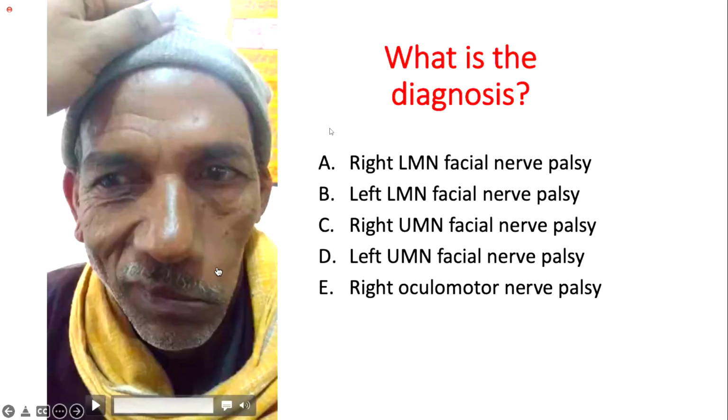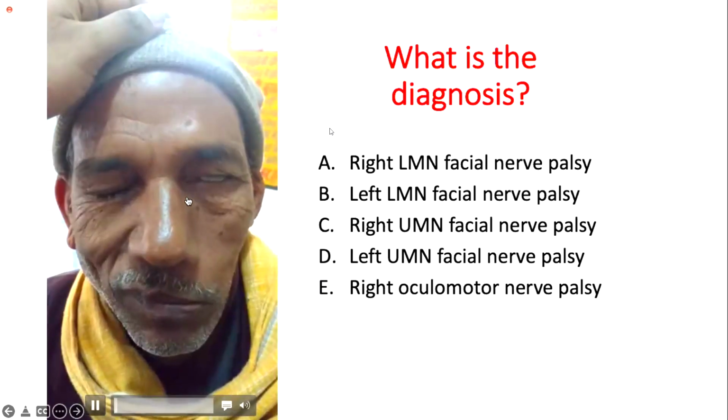That is the next question. So how do you determine that? That is determined on whether the upper part of the face is involved. If the upper part of the face is involved, then it is lower motor neuron. If the upper part of the face is not involved, then it is upper motor neuron. Simple as that. So watch the video again.